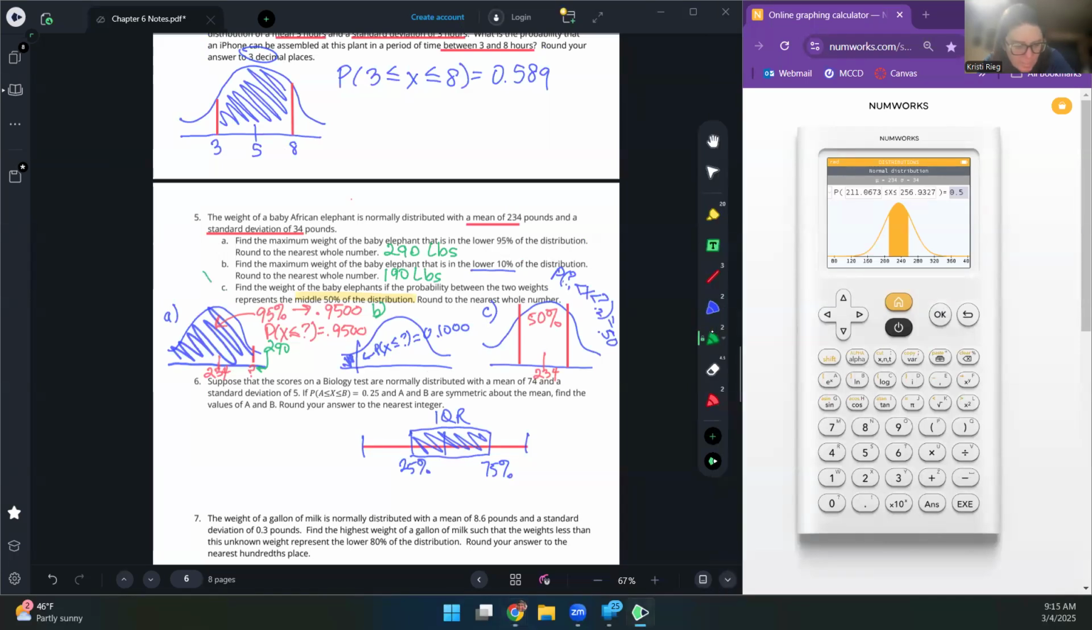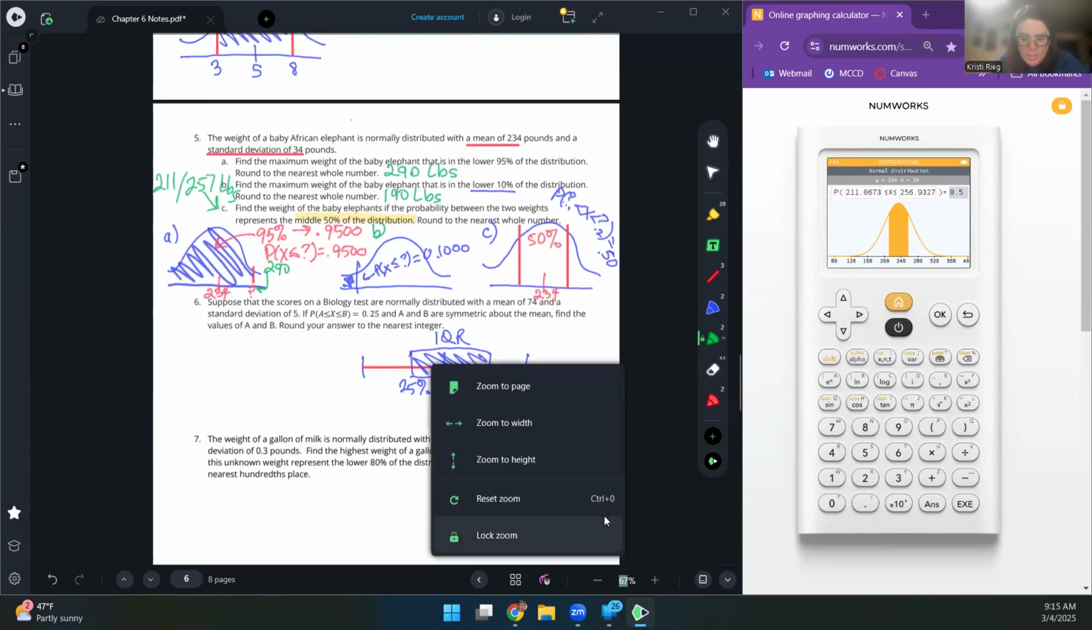Where in the world will I possibly write this? The answer to C is going to be, hopefully you were writing a little more condensed than I am, 211 and 257 pounds. Because it says it's in between what two weights? So it's in between 211 to the nearest whole number, 257 to the nearest whole number pounds. Okay, so same thing, but backwards.